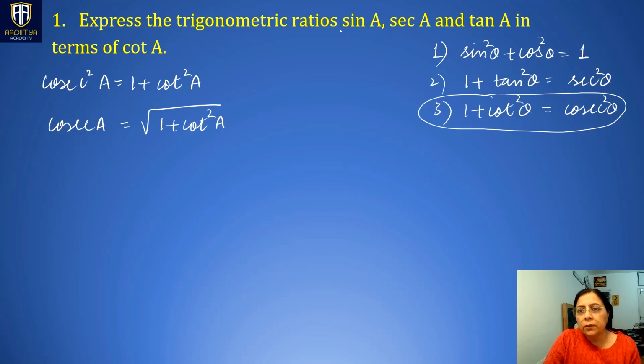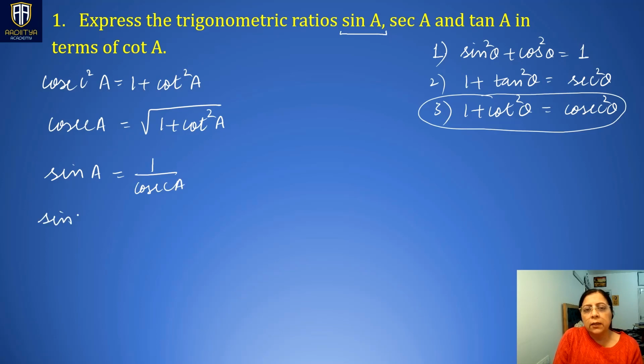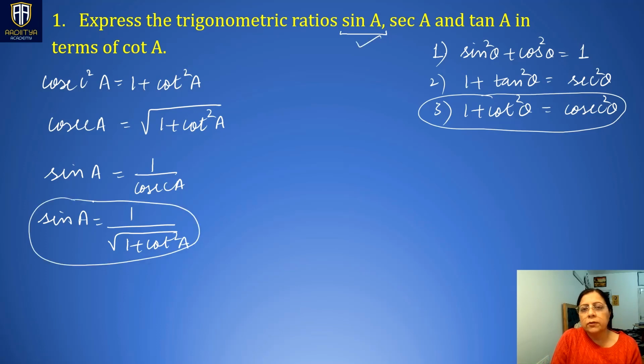Now first we have to find sine A. So what is sine A? Sine is the reciprocal of cosec, 1 upon cosec A. So we can write sine A as the reciprocal of this, that means 1 upon under root of 1 plus cot square A. Right? So this we have got. This is the first result.